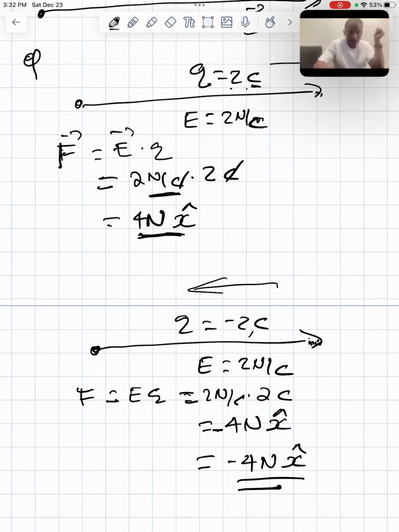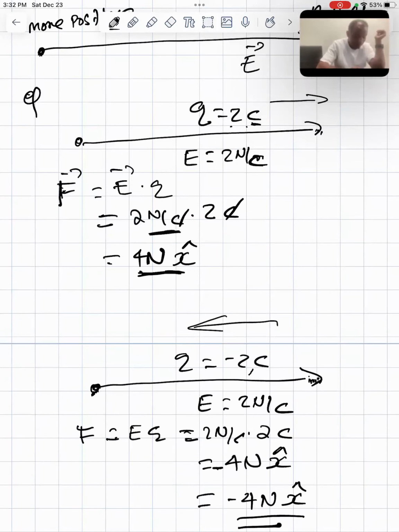You see, this is how you find the electric force. So be careful. If you put negative 2 coulomb, it doesn't like to go to the arrow. It likes to go to the tail, so the force is towards the left. If you bring a positive charge, it likes to go to the arrow, because the arrow is more negative.